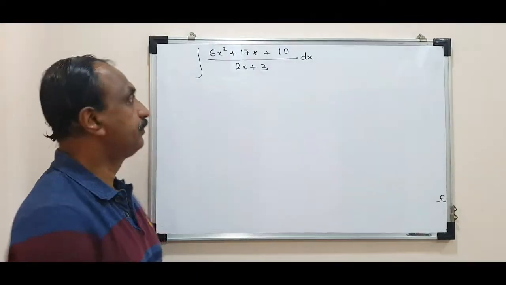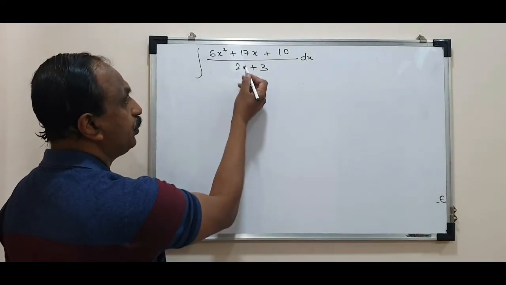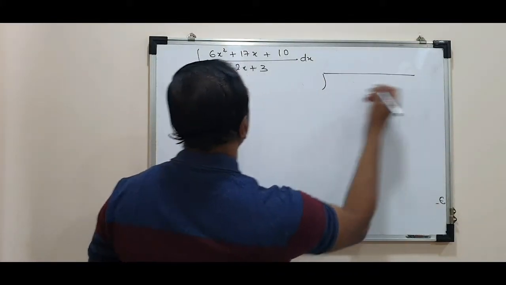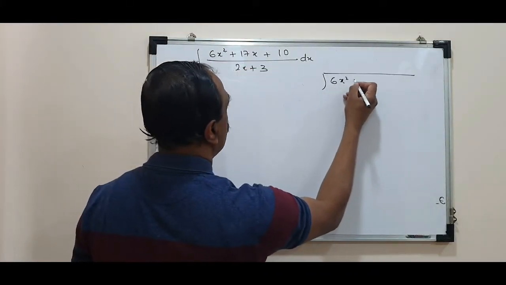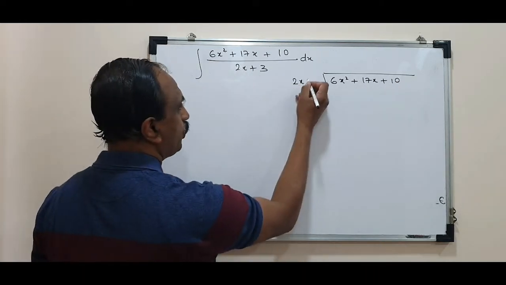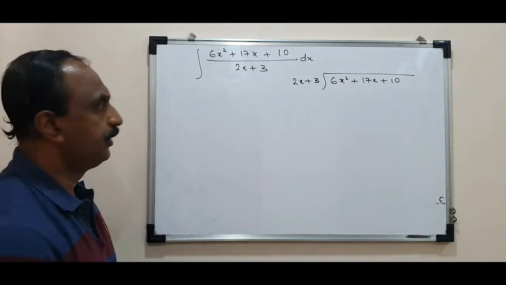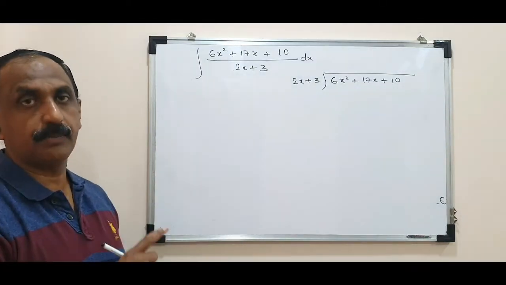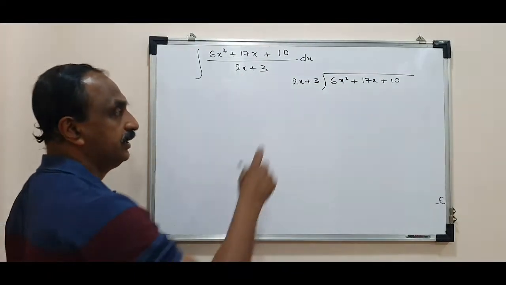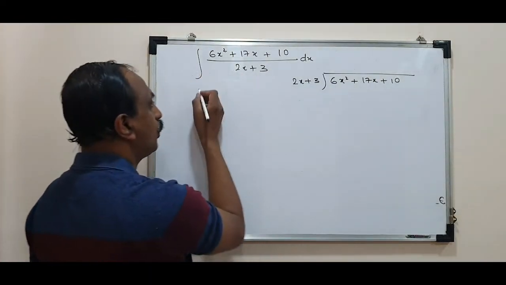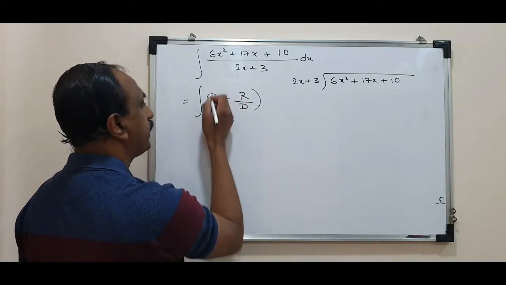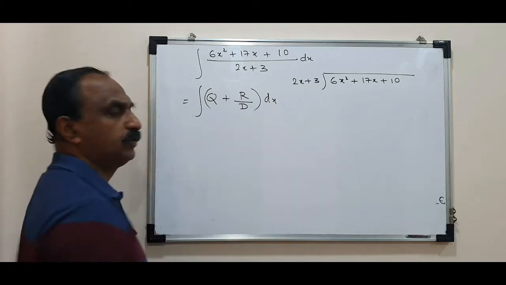Now this one. Polynomial, degree is 2, degree is 1. Degree of the numerator is greater. So method is division. So 6x square plus 17x plus 10 should be divided by 2x plus 3. Now your aim is to make it into quotient plus remainder. So don't think about factorizing it. There's no use of factorizing it. You need to get in the format quotient plus remainder upon divisor. Then only you can integrate. So you need to bring it into this format.